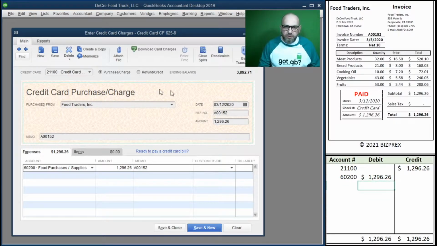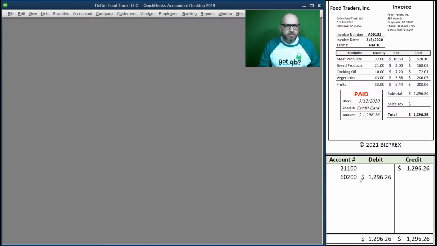So very important to understand the debits and credits behind this entry. So we're depicting it right here. These are our debits. These are our credits right here. This amount belongs to this account. This amount belongs to this account. Good to go. Save and close.